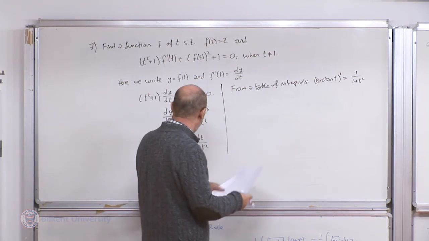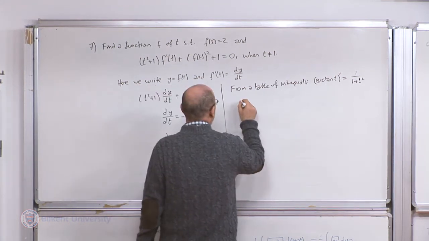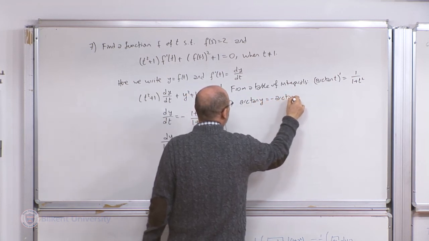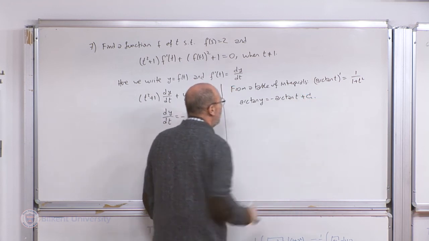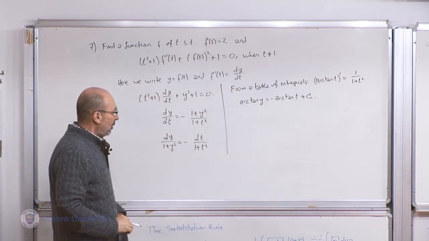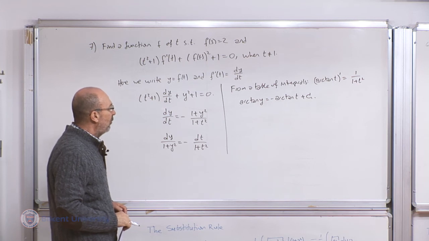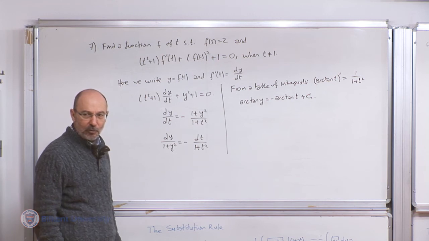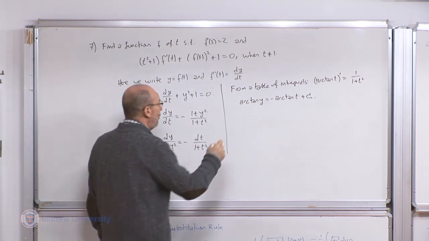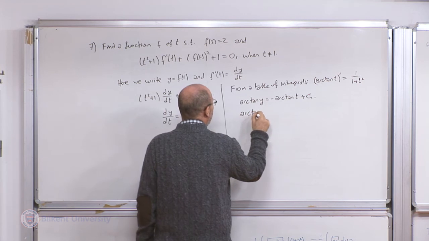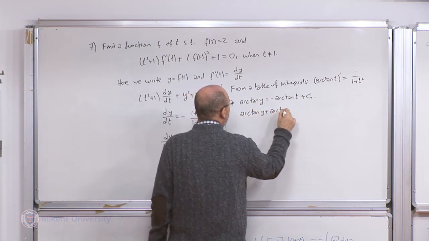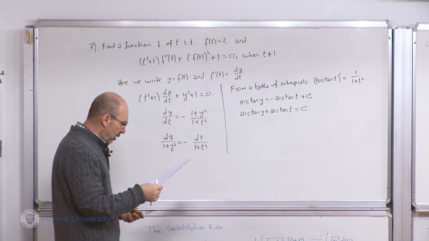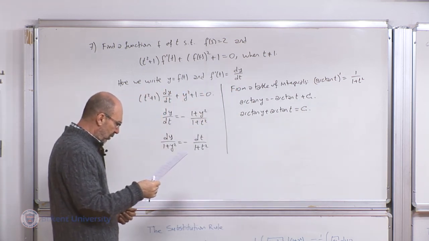You'll never forget this. So what we find from this is arctangent y equals minus arctangent t plus c. The next step, well, in most math problems, you have to be a little poet. There is no method to continue from here. You say, what if I do it this way? Arctangent y plus arctangent t equals c.